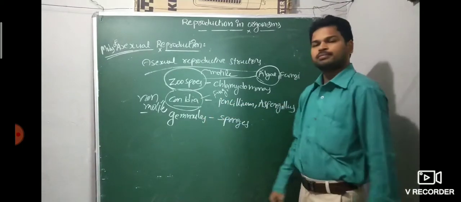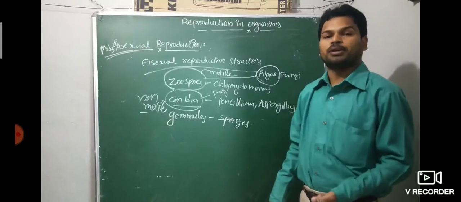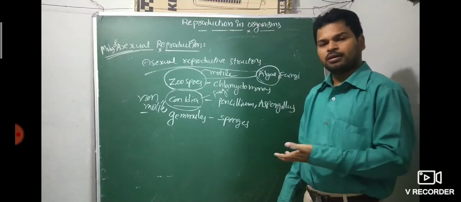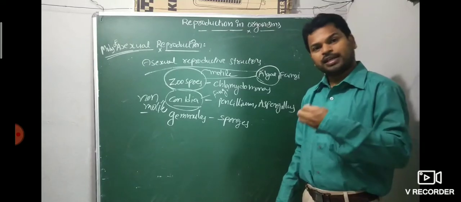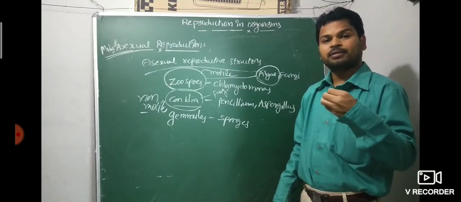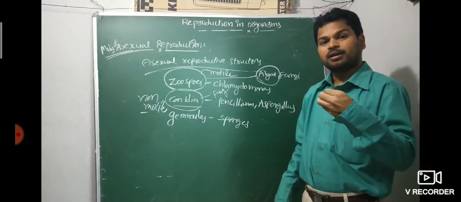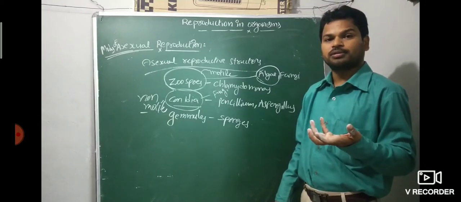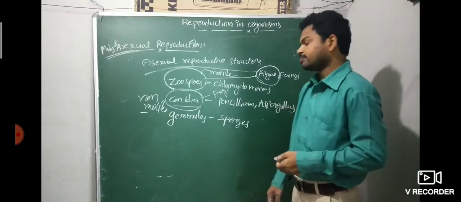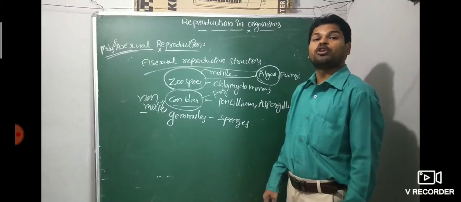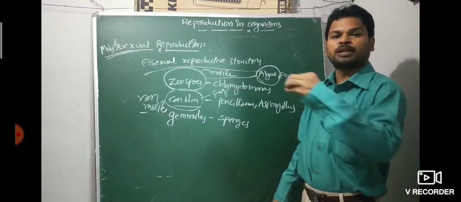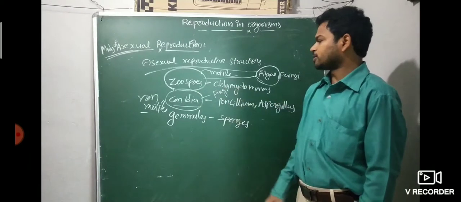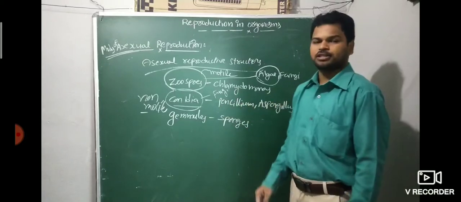Next, gemmules. Gemmules are nothing but internal buds present in freshwater organisms. Example, Spongilla, sponges. Porifera is the group they belong to. Gemmules are present in sponges, zoospores in Chlamydomonas, and conidia in Penicillium and Aspergillus.